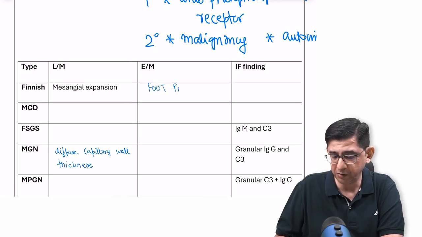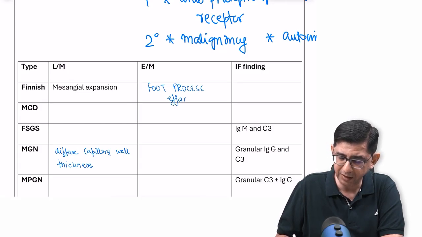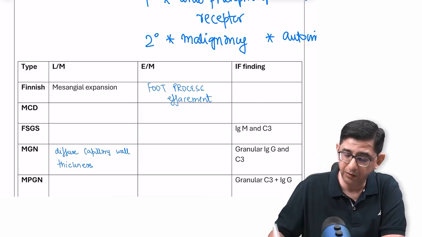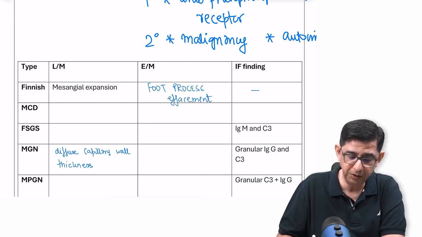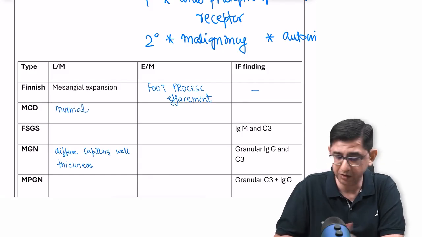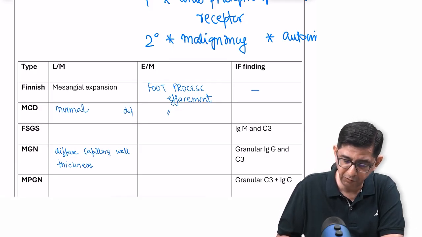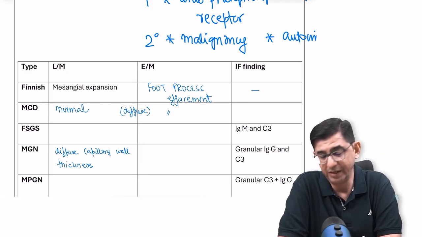This foot process effacement will come 3 times in this entire table, and obviously in the minimal change variety, it will be more diffuse as a finding. There are no immunofluorescence findings with respect to the Finnish variety. For minimal change disease, the light microscopy finding is normal. That's why we call it minimal change disease, but we get foot process effacement. And here I'm just prefixing the word diffuse foot process effacement just to highlight the more aggressive stance there.